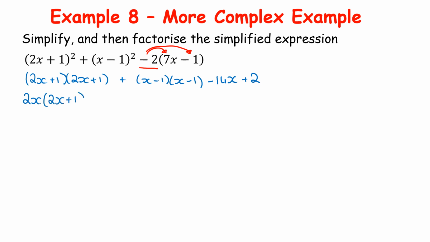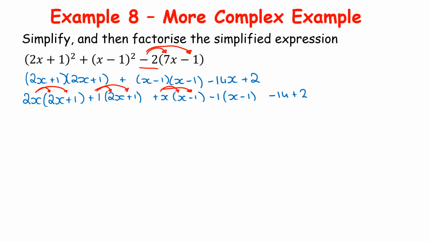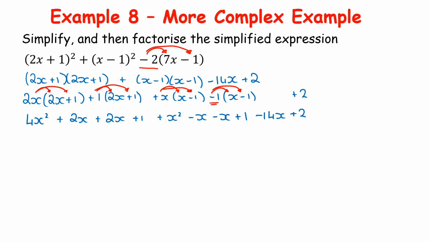So 2x plus 1 plus 1 times 2x plus 1, plus x times x minus 1 minus 1 times x minus 1, and then we still have a minus 14x plus 2 here. The multiplication is relatively straightforward. Just watch out for your signs, in particular the minus here. When you multiply by a minus, things can go wrong. So we get 4x squared plus 2x plus 2x plus 1 plus x squared minus x plus 1. Watch your signs. Minus 14x plus 2. I'll tidy that up a little bit.